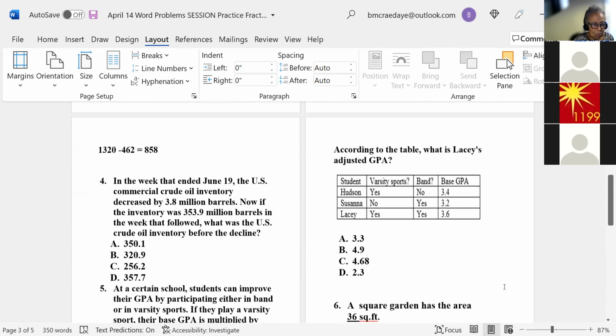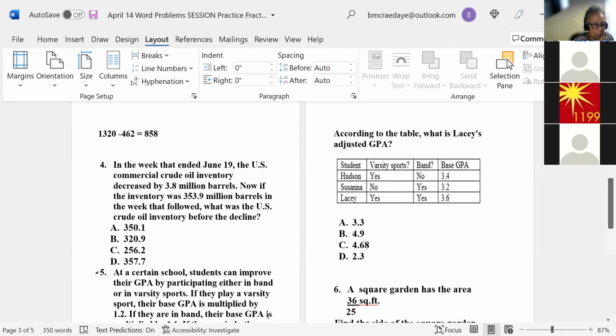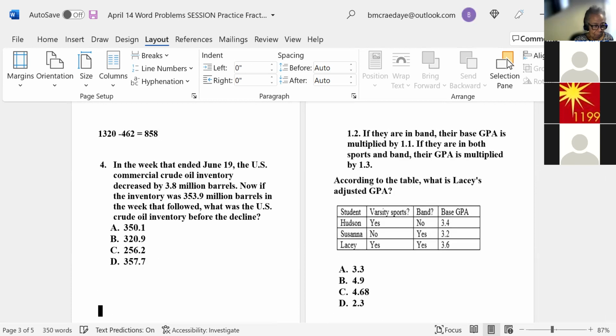Okay, I want you to do number 4. Number 4. The week that ended June 19, U.S. commercial crude oil inventory increased by 3.8 million barrels. Now, if the inventory declined by that many barrels in the week that followed, what was the U.S. crude oil inventory before the decline?